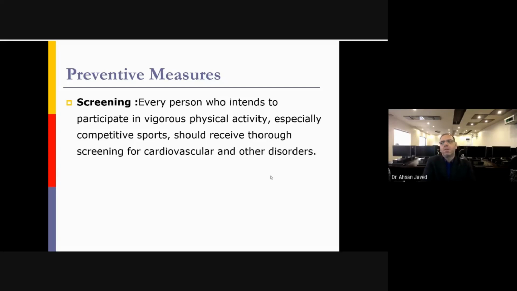Screening applies to every person who intends to participate in vigorous physical activities, especially competitive, high-impact sports like rugby or football. They should go through a thorough screening process for cardiovascular diseases and other diseases.